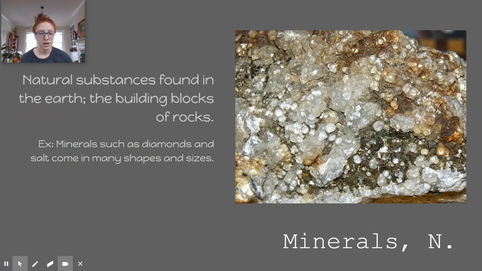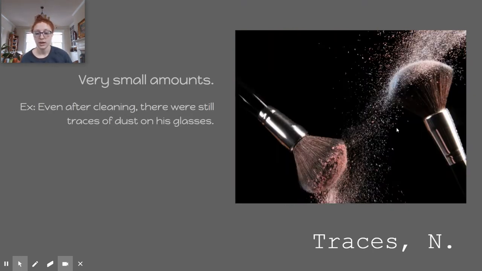Minerals is a noun. Minerals are natural substances found in the earth, the building blocks of rocks. Minerals such as diamonds and salt came in many shapes and sizes. Traces. Traces mean very small amounts. Even after cleaning, there were still traces of dust on his glasses. So if you look in this picture, these right here, they're traces, really little small amounts.